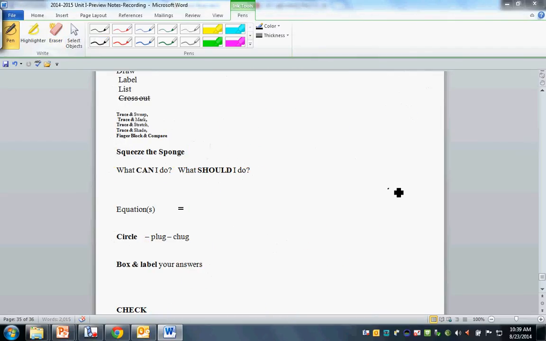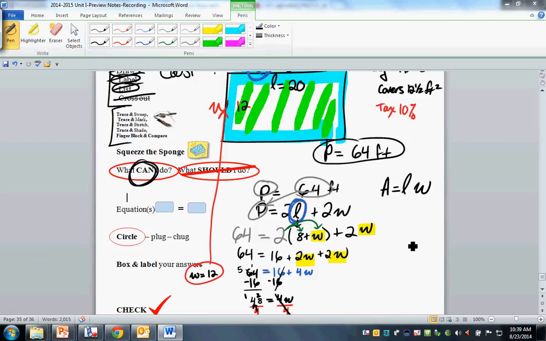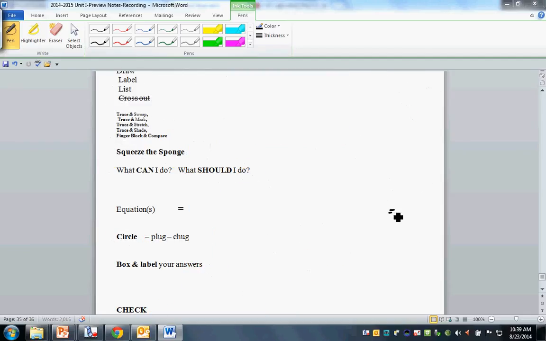So over here, I'm going to write out the equation for area. Area equals length times width. Notice I used an equal sign with two sides. I didn't just write length times width. It's area equals. So area equals.